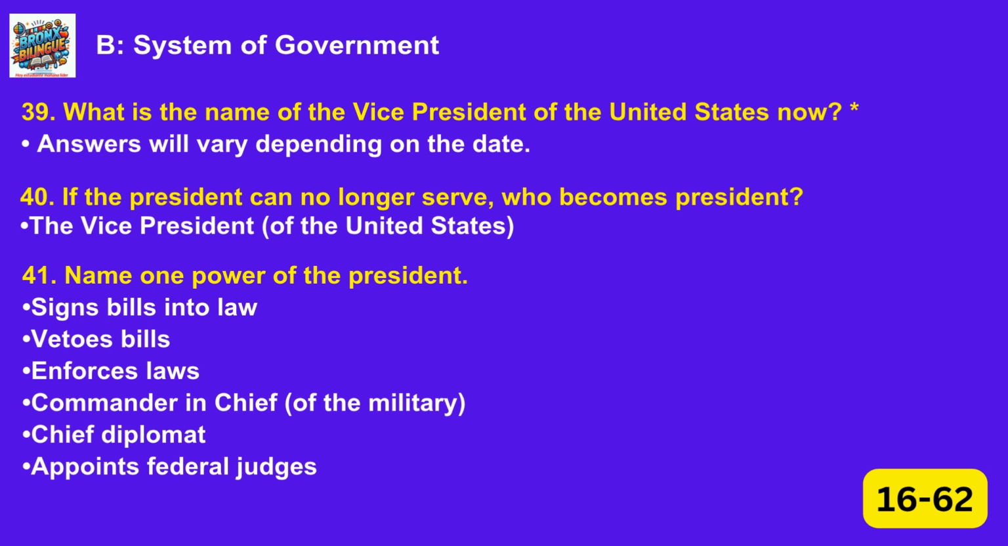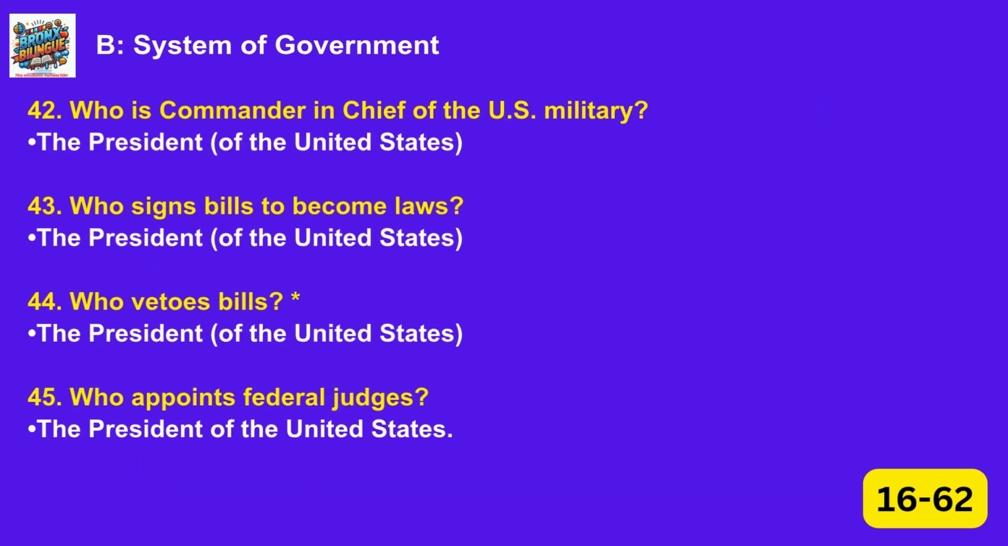Appoints federal judges. 42. Who is Commander-in-Chief of the U.S. military? The President. 43. Who signs bills to become laws? The President. 44. Who vetoes bills? The President. 45. Who appoints federal judges? The President of the United States.